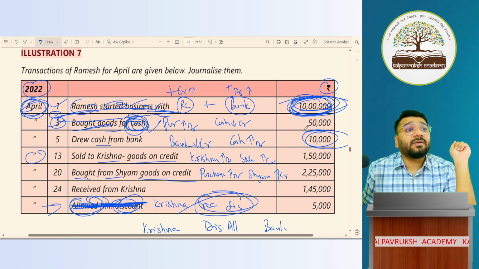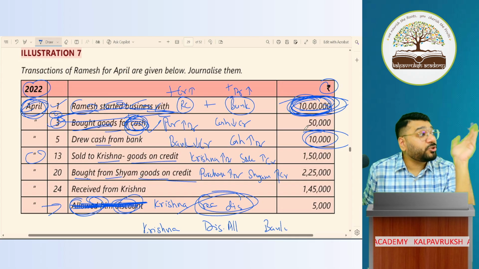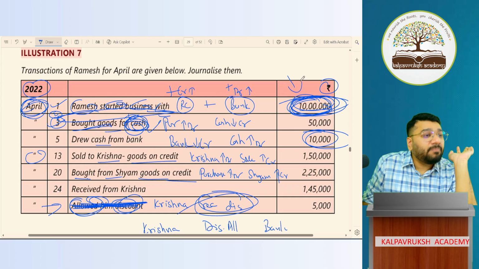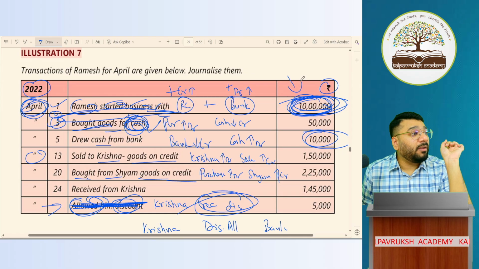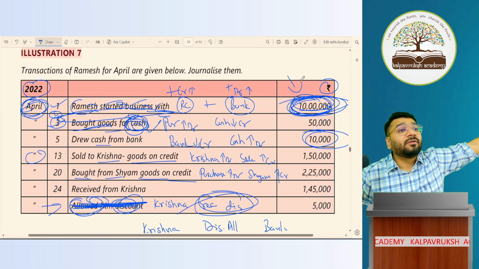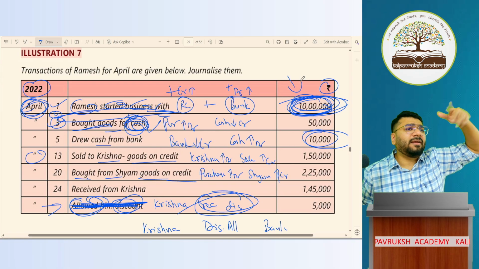No. So they are somewhere trying to test your application of mind. If you put cash, you'll be screwed, especially in this question. When all the money is deposited in the bank, if you blindly put cash, you'll be in deep trouble. Somewhere this question is trying to test your presence of mind. Some people blindly come and write cash.